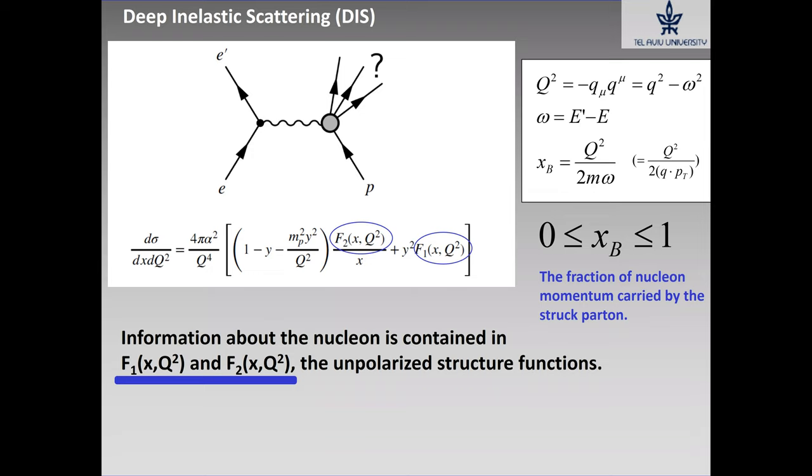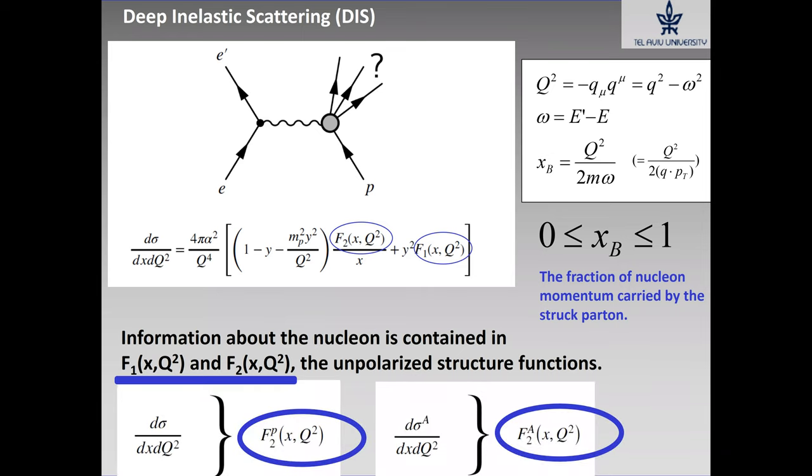What is y? Excuse me? What is y? Where do we find y? Inelasticity. Ah, here. I don't remember. Some ratio. Can you say it loud? Y is inelasticity, so it tells you how much energy the electron loses essentially. Almost right, because omega is so important. Yeah, it's omega over something. There are two free kinematical variables, you can play whatever you want, but you end up with two independent ones. Otherwise, something is wrong.